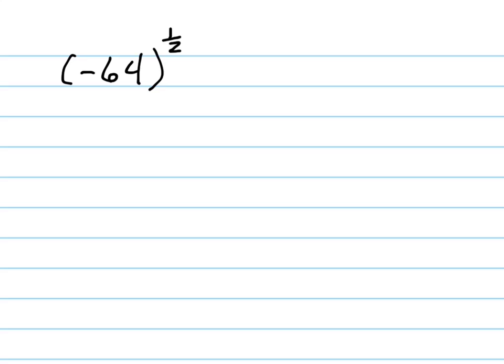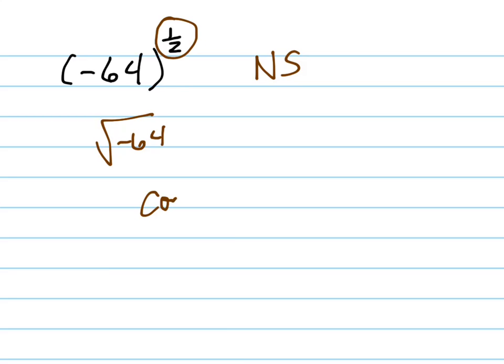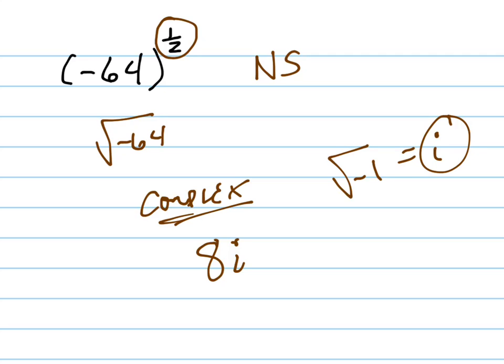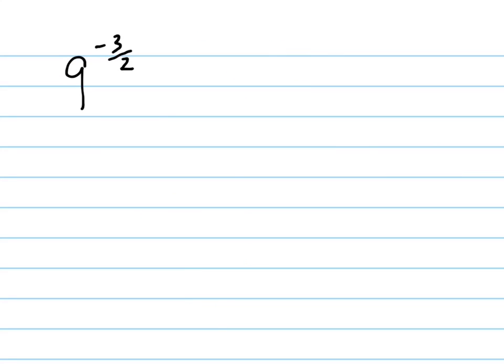Now, if they're asking you to simplify this in the real numbers, the answer is no solution, because the 1/2 power is like the square root, and you can't take the square root of a negative number. But if they're asking you in the complex number system, if you've already learned about imaginary numbers, then the answer here is just going to be 8i, because the square root of -1 is the imaginary unit i. So depending on how they phrase the question, your answer is either no solution or 8i, one of those two. Let's try this one.